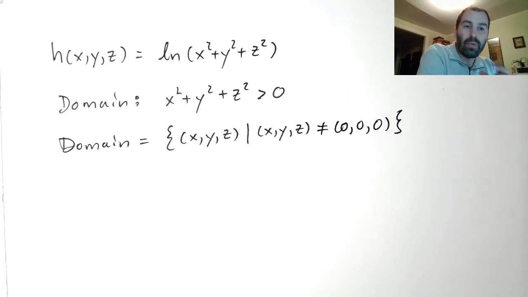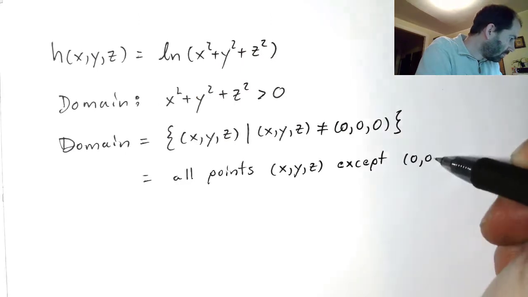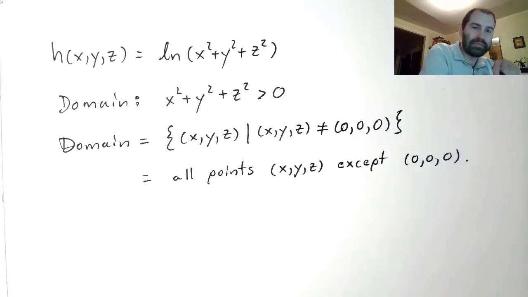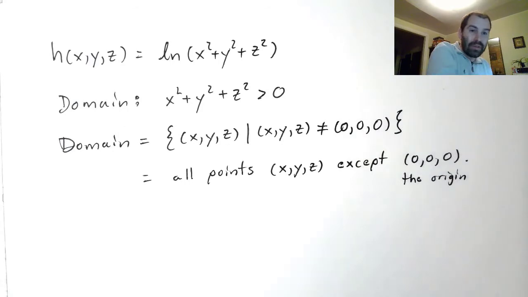So there we are, writing it down using set builder notation. If I were to write it down geometrically, I would write it like this. Right. All points x, y, z except 0, 0, 0. Or you could write the origin, except the origin, right? Okay, so that's this function.